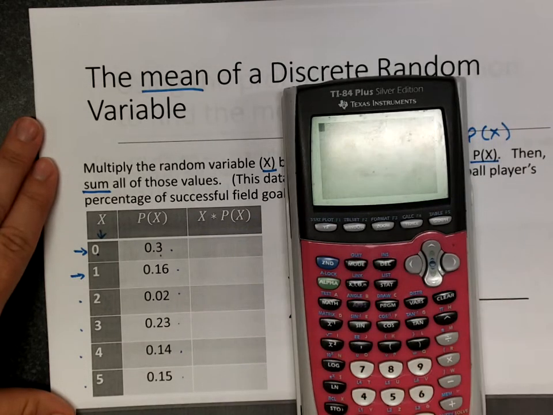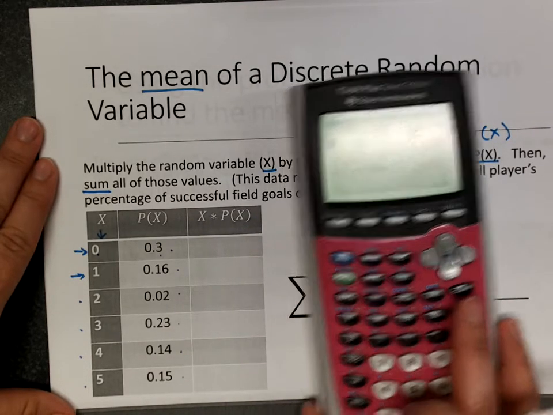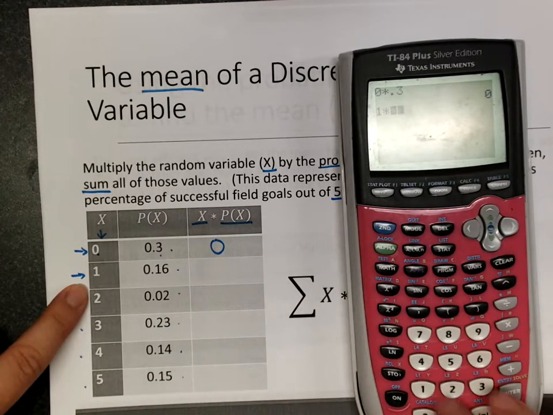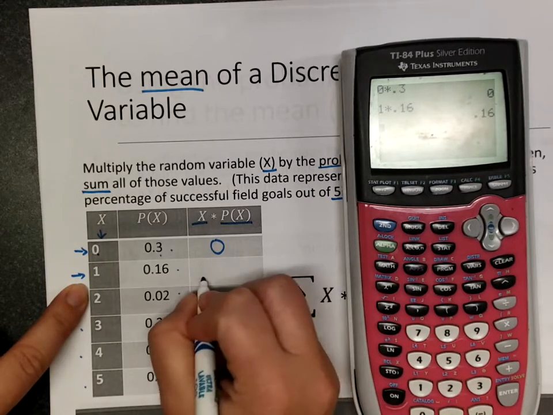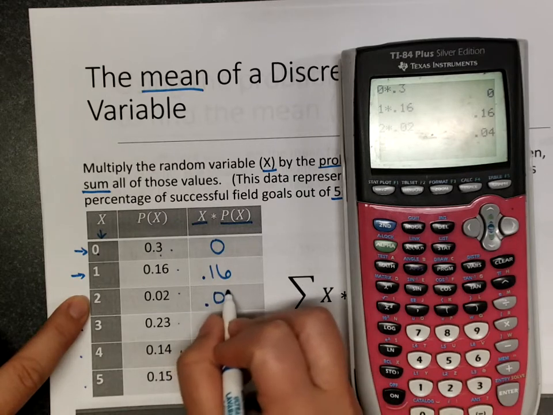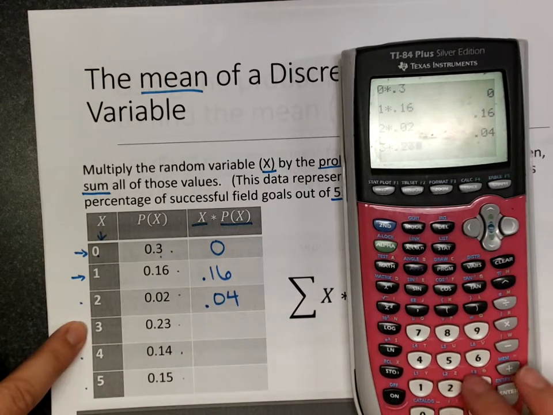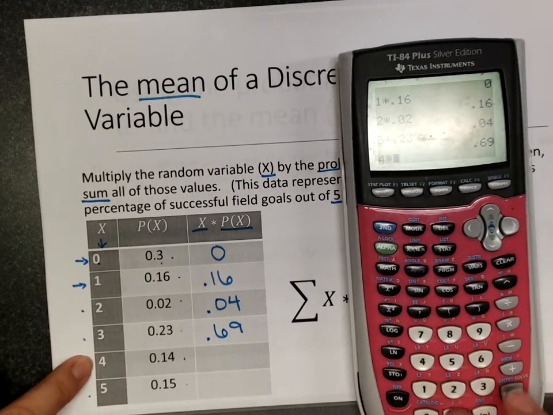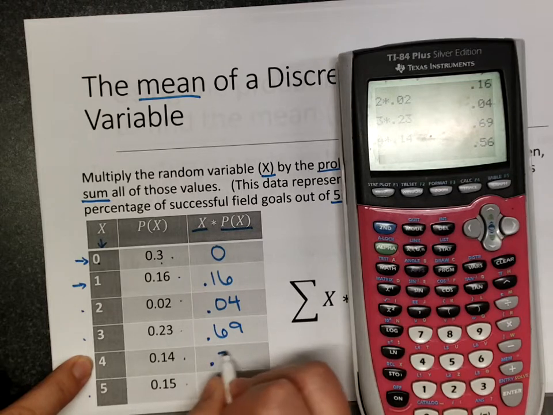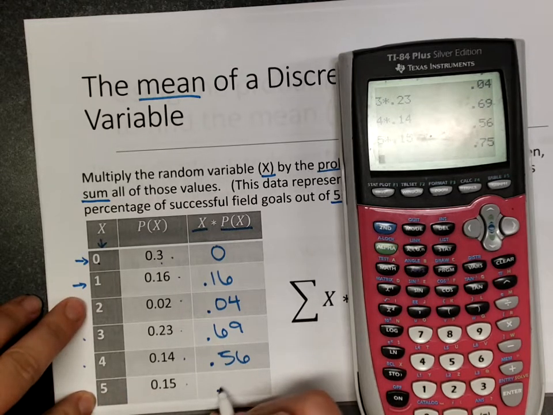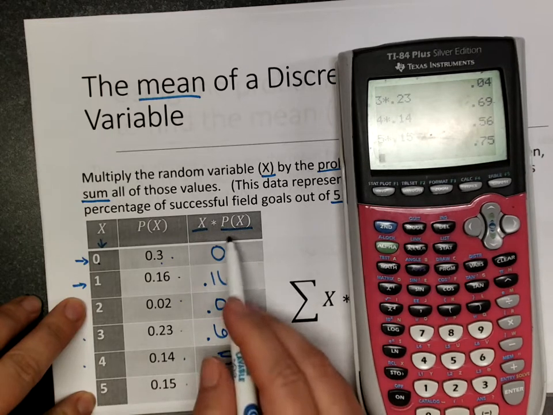So if I take 0 times 0.3, that gives me 0. So I'm doing X times P of X. And then 1 times 0.16, which is 0.16. 2 times 0.02 is 0.04. 3 times 0.23. 4 times 0.14. And 5 times 0.15. So I'm taking each outcome and multiplying it by the probability that it occurs. And then I'm going to take the sum of that. So I'm going to add all those up.